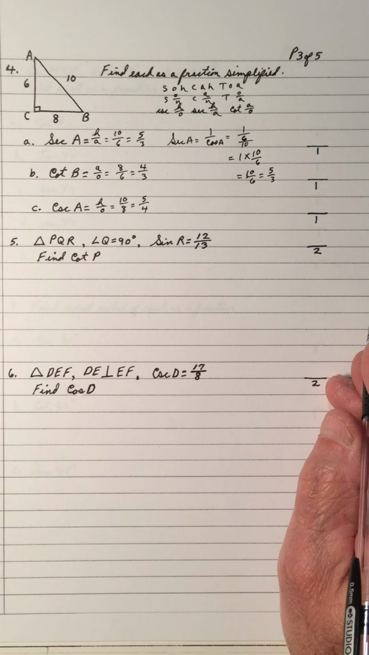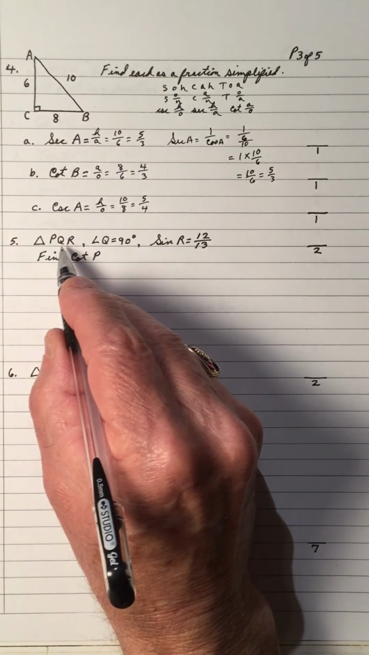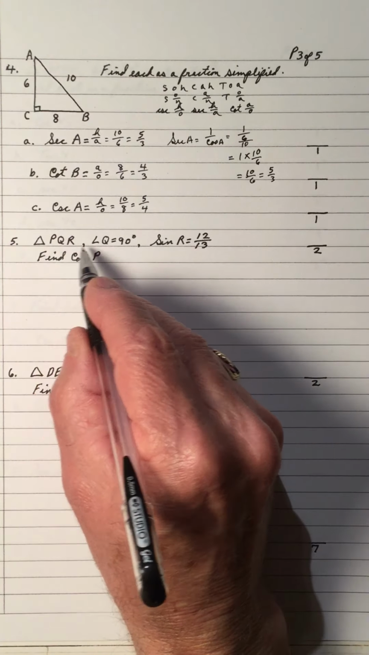But that's your choice. Number 5, triangle PQR has angle Q 90, and the sine of R is 12 over 13.